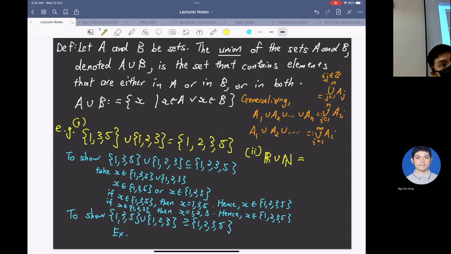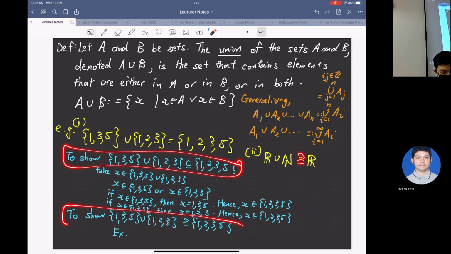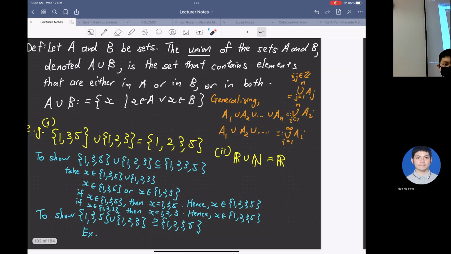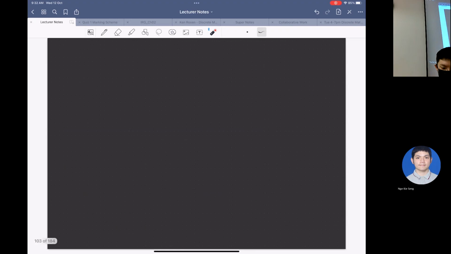What do you get? R. Okay, so you get R. So how to check? Similarly, you need to check this set inclusion here. So do this set inclusion inside your mind, or write it out. If you are doing it the first time, write out why all the elements here are in here. This is something you need to master.